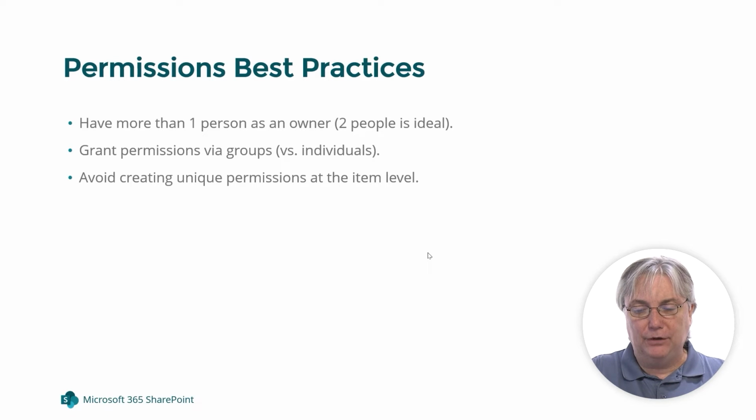All right, now one more. This concept of avoid creating unique permissions at the item level. What does the item level mean? It could mean a row in a list. It could also mean one individual document in a library. Now you can do it. You can secure items all the way down to the file level, if that's truly what you want to do, or the page level. But if you do that, you're creating an administrative burden that you may not like. And so we generally recommend you avoid doing that.